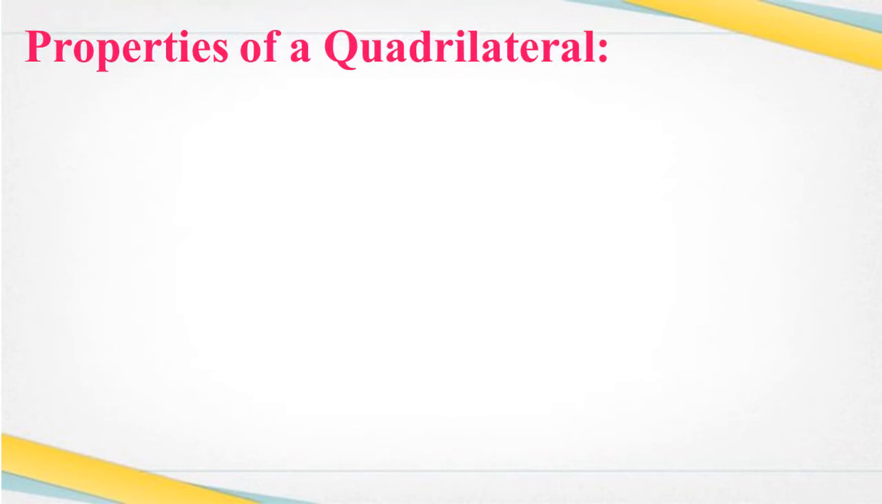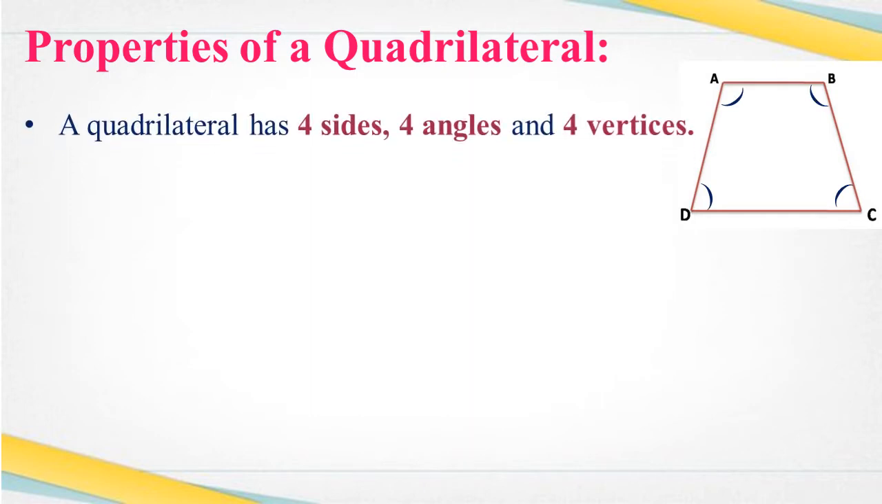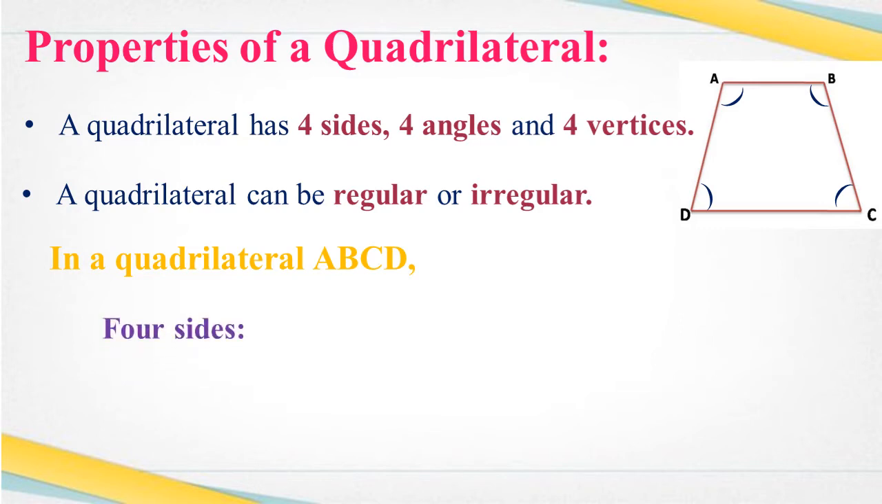Properties of a quadrilateral. Look at this picture that is given, ABCD. A quadrilateral has four sides, four angles, and four vertices. A quadrilateral can be regular or irregular. In a quadrilateral ABCD, the four sides are AB, BC, then CD, and AD.